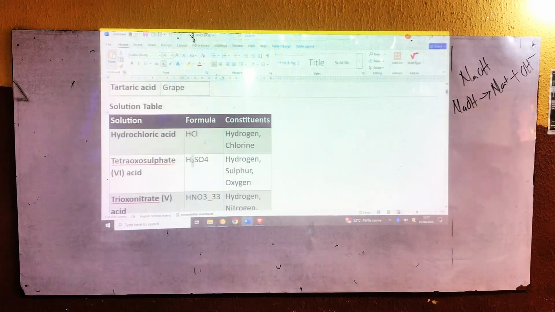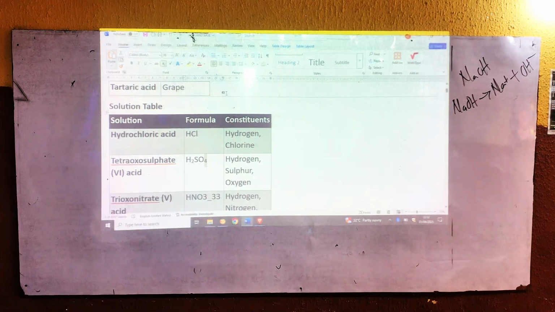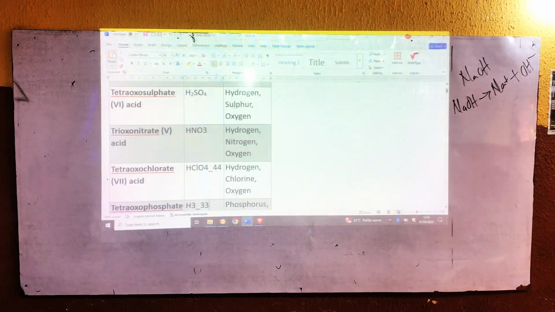Hydrochloric acid. What are the constituents of hydrochloric acid? Hydrogen and chlorine. What about nitric acid? What are the constituents of nitric acid? Hydrogen, nitrogen, and oxygen, right?